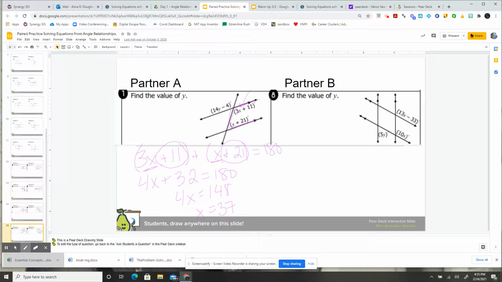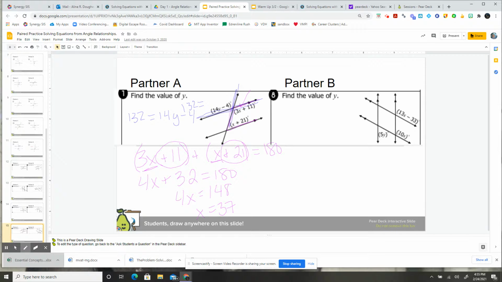So I'm going to substitute that in here. 37 right there. So 3 times 37 plus 11 is going to give me 122. Because these angles are vertical, this angle and this angle are both going to equal 132. So if I do 132 equals 14y minus 4, I can add 4 to both sides. 132 plus 4 is 136, and 136 divided by 14. Why did that give me a weird decimal? That always makes me feel like I did something wrong.